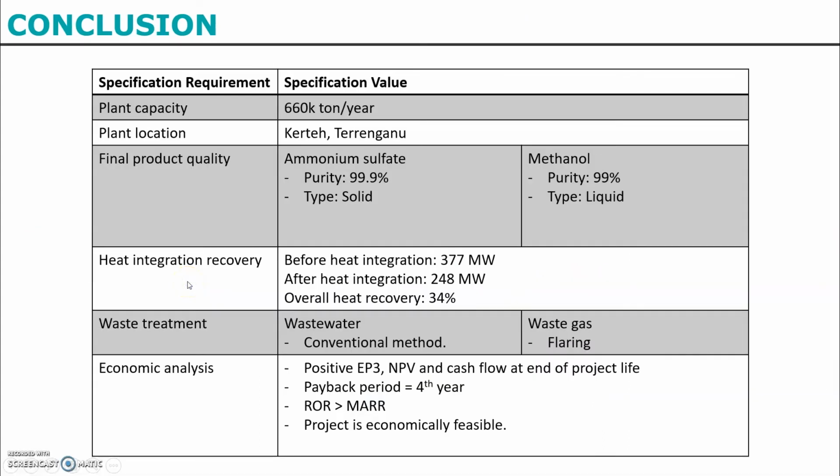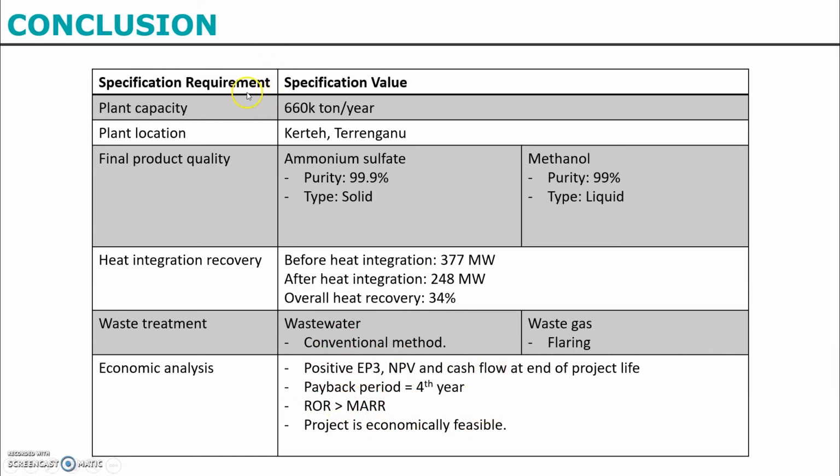In conclusion, from the economic analysis we get a positive EP3, NPV, and cash flow at the end of the project life, which is 15 years, and we get a payback period at year 4. Also, ROR is greater than the MARR that we assumed. ROR is 39% and MARR is 25%. With all this evidence, we can justify that our project is economically feasible.